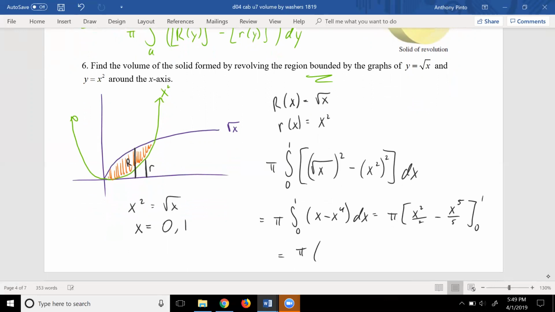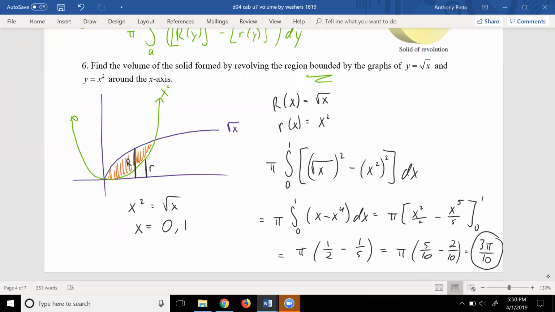We get pi times 1/2 minus 1/5. When we plug in the 0, this is just 0 and it doesn't matter, so we can solve it right from here. This is pi times 5/10 minus 2/10, and we get 3 pi over 10 as our answer.